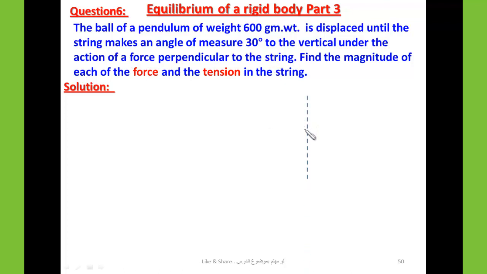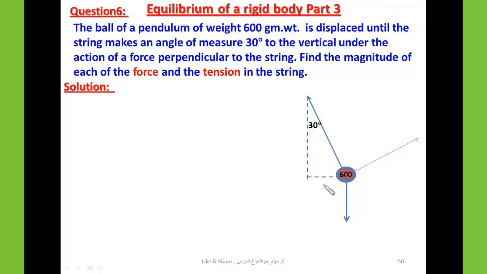Here we have the vertical, and this is the ball of the pendulum, displaced with an angle of measure 30 under the action of this force perpendicular to the string. That means the angle between the force and the string equals 90 degrees. And here we have the angle of measure 30, the angle between the string and the vertical.